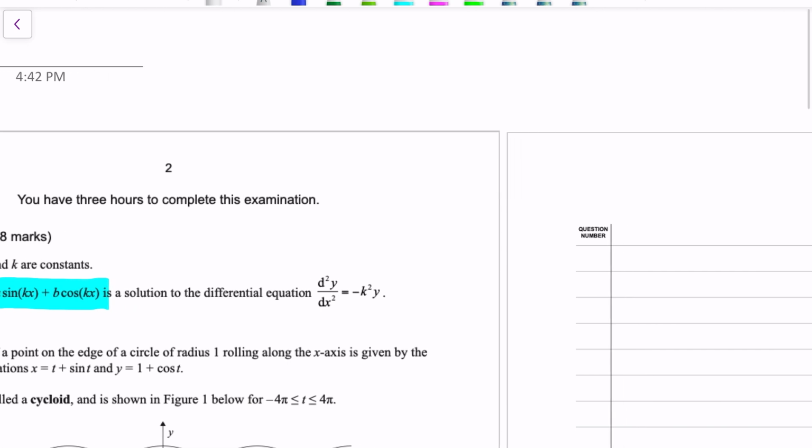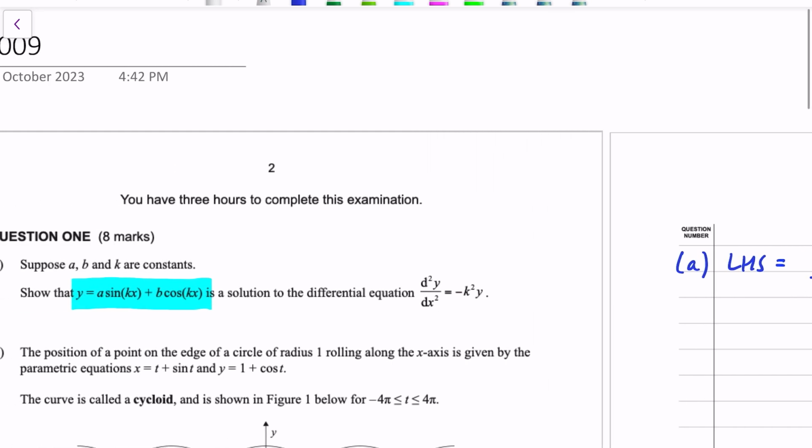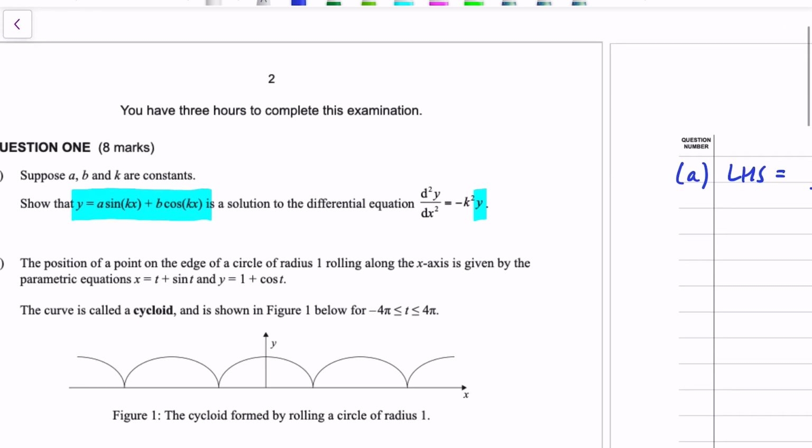Okay, so if we go left-hand side of the differential equation, which is the second derivative of y with respect to x, then we just need to take the solution that we're given and differentiate it twice, and then prove it's equal to negative k squared times the solution itself. See on the right hand side there, the solution appears again. Okay, so we need to find the second derivative of this thing.